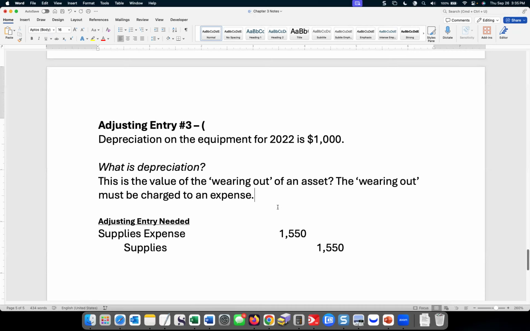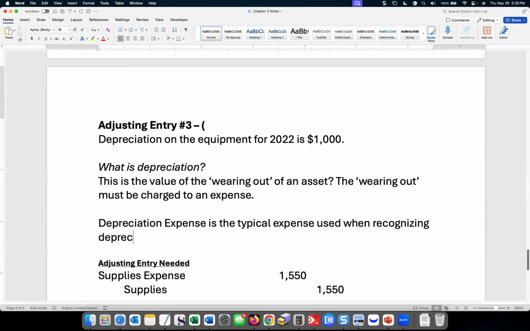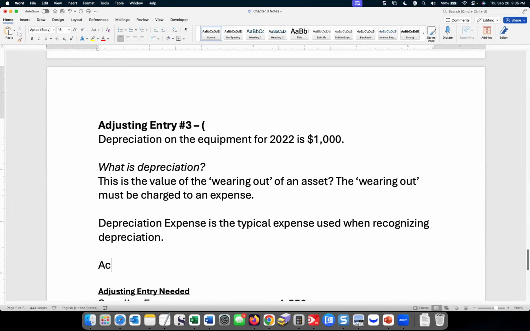A couple of things. Depreciation expense is the typical expense account used when recognizing depreciation. And here is the new one: accumulated depreciation. I really can't spell that today. It is the other account used.